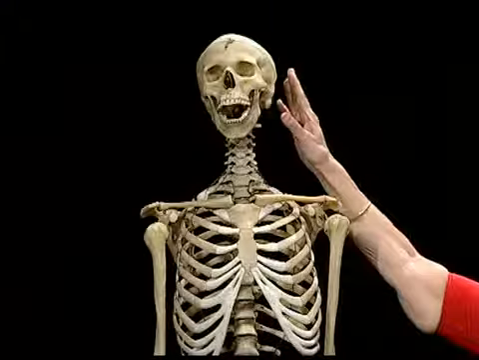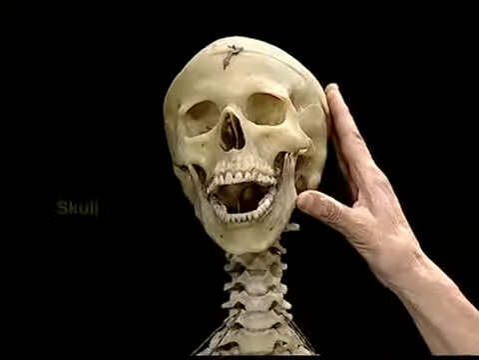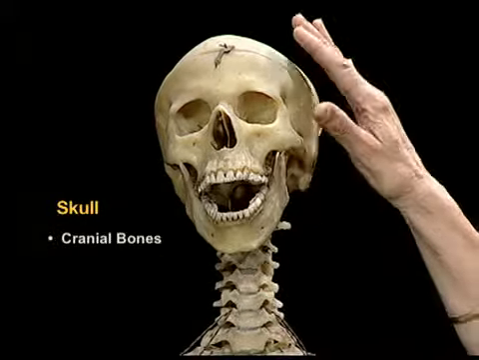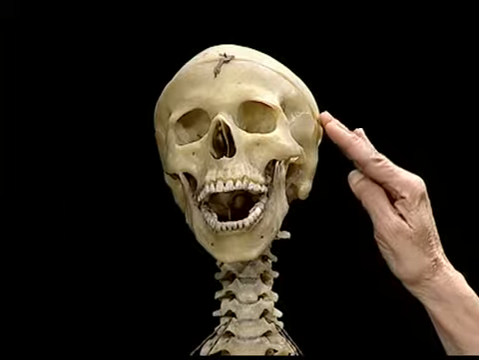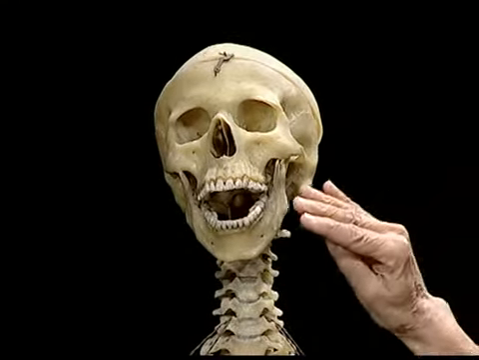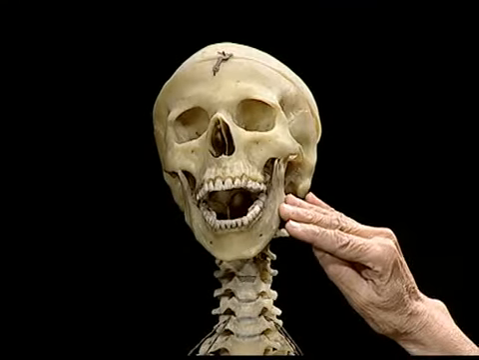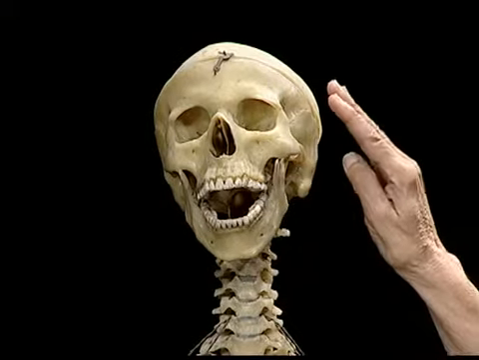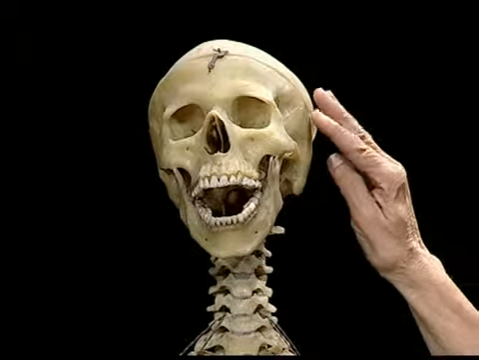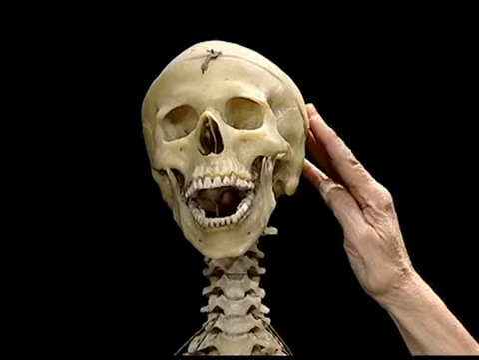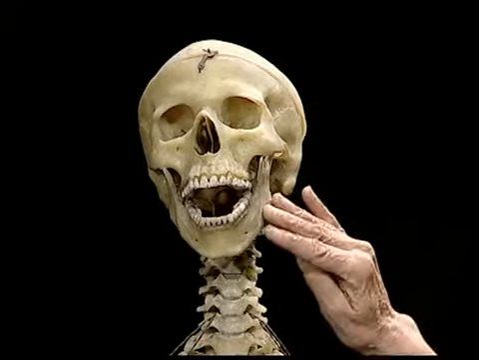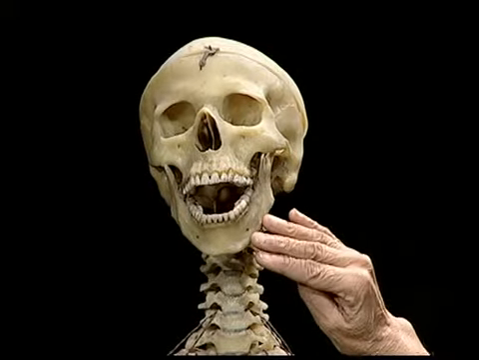You can see the skull here. It has two parts, the cranium and the facial bones. There are 8 bones in the cranium and there are 14 bones in the facial region. The cranium bones are attached to each other by sutures, so they do not move much. Facial bones are making the face.